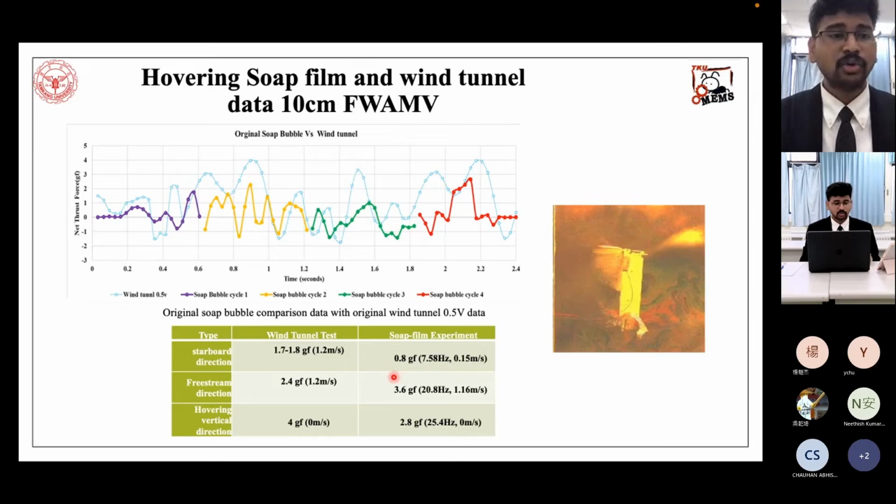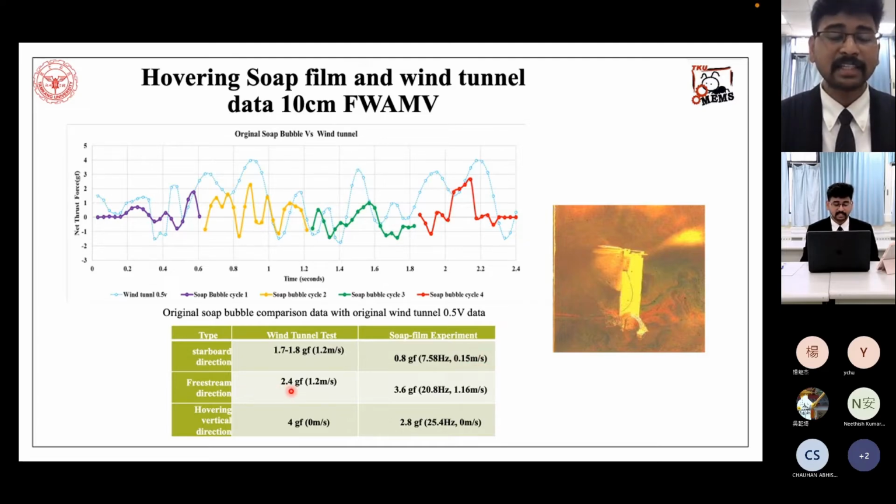Now moving on to the values displayed. As I mentioned in the previous slides, I have done different motions: free stream direction, starboard direction and hovering direction. In the final data, for the starboard direction in the wind tunnel test, the highest lift we got is 1.7 to 1.8 gram force when we used 1.2 meters per second as the wind speed. But when we tested the same in the soap bubble, we got only 0.8 gram force at a flapping frequency of only 7.58 Hertz with a traveling speed of 0.15, because of the bubble breaking point. This is the most important key factor.